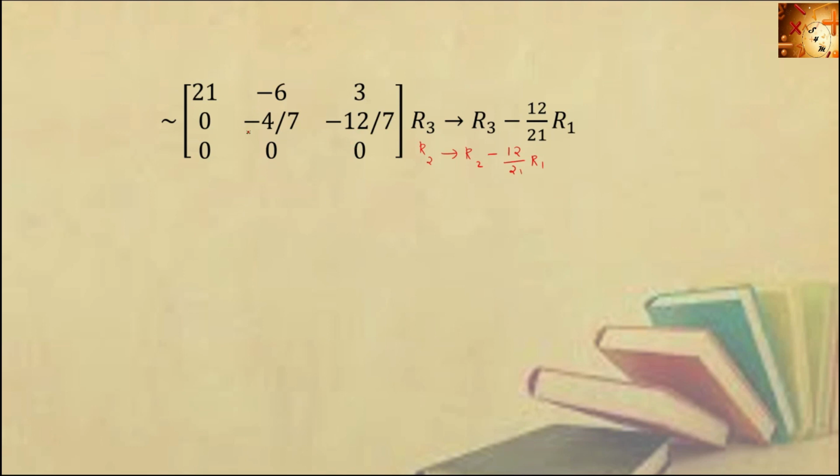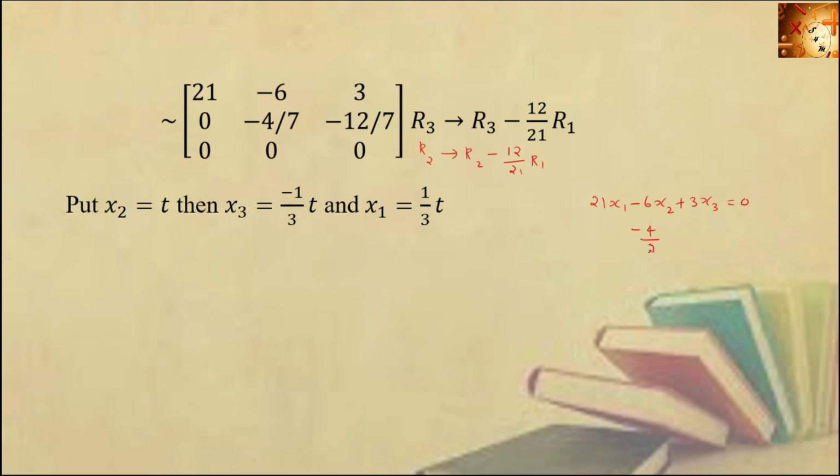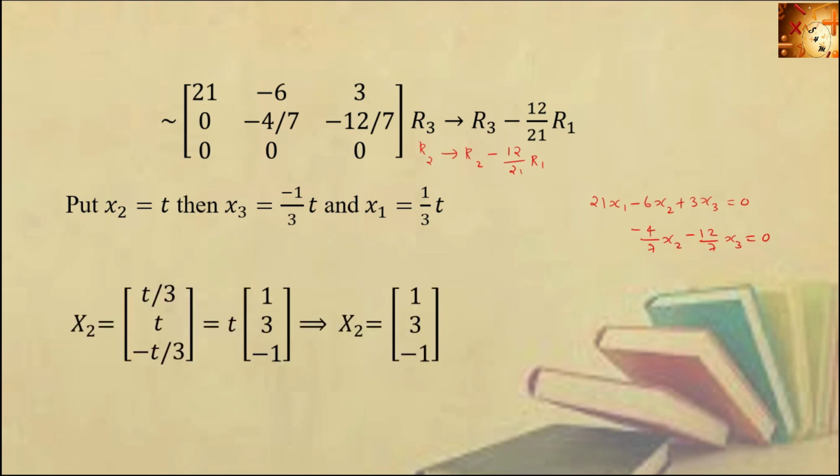This is an upper triangular matrix. Then by back substitution we have two equations. Here also rank is equal to 2 and n is equal to 3, so we put an arbitrary value for n minus r variables. The equations are 21x1 minus 6x2 plus 3x3 equal to 0, and minus 4 by 7 x2 minus 12 by 7 x3 equal to 0. When we put x2 equal to t, then we have x3 equal to minus t by 3 and x1 equal to t by 3. Therefore the eigenvector will be x2 equal to [1, 3, -1].